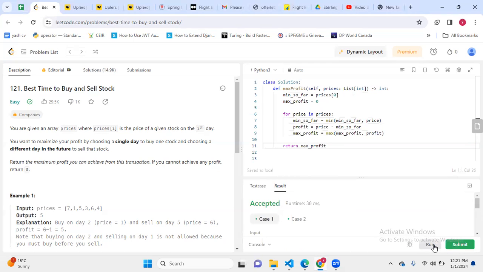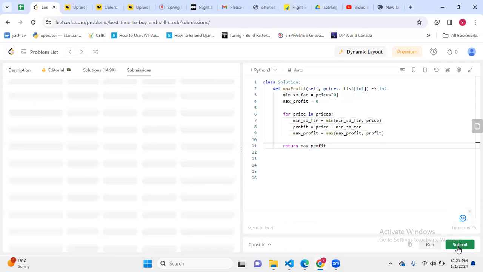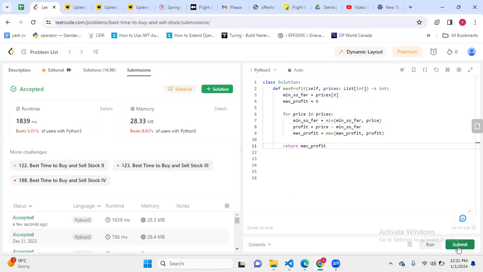So all the test cases are passed, and here the time complexity is O(n), and the space complexity is constant, because we are using only two variables to track. Let's submit the code. Hooray, our code is accepted, our solution is working very fine.